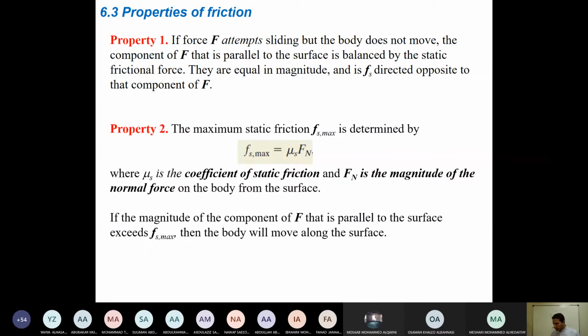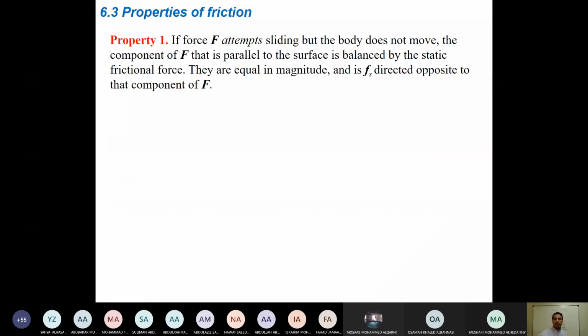This is the second property. Without any proof, we are providing you these two equations. One equation is for the maximum static friction. This equation is valid if and only if we are discussing the peak point of the static friction. And by the peak point I mean this point.